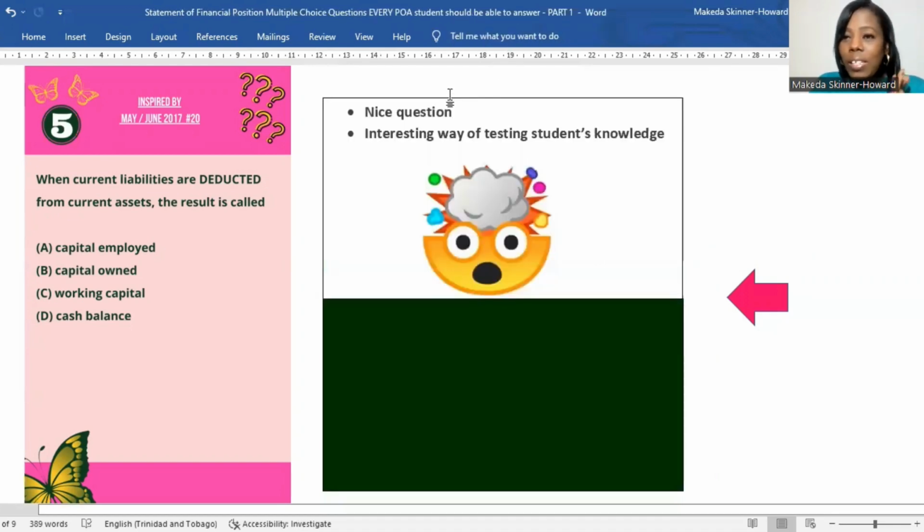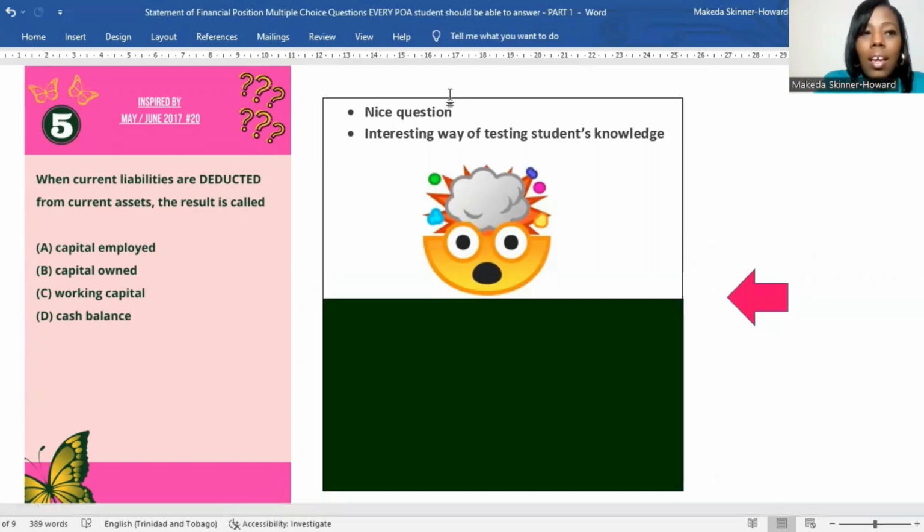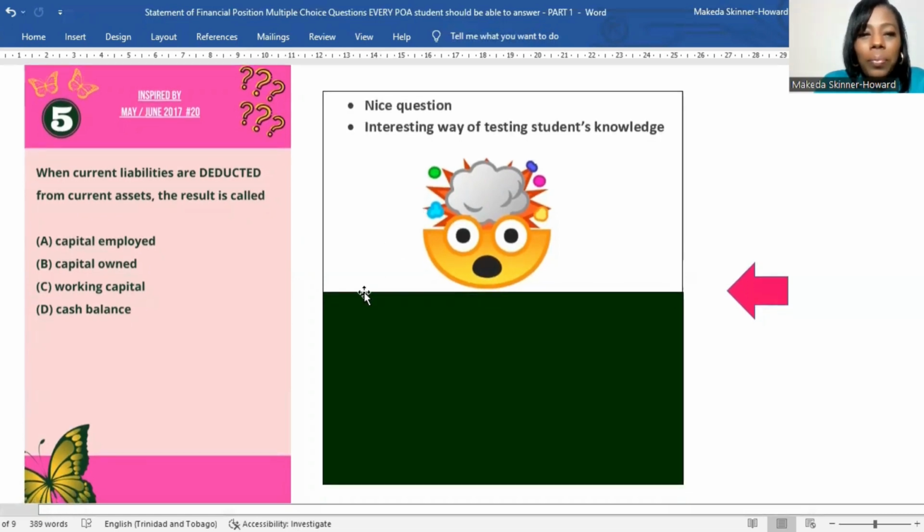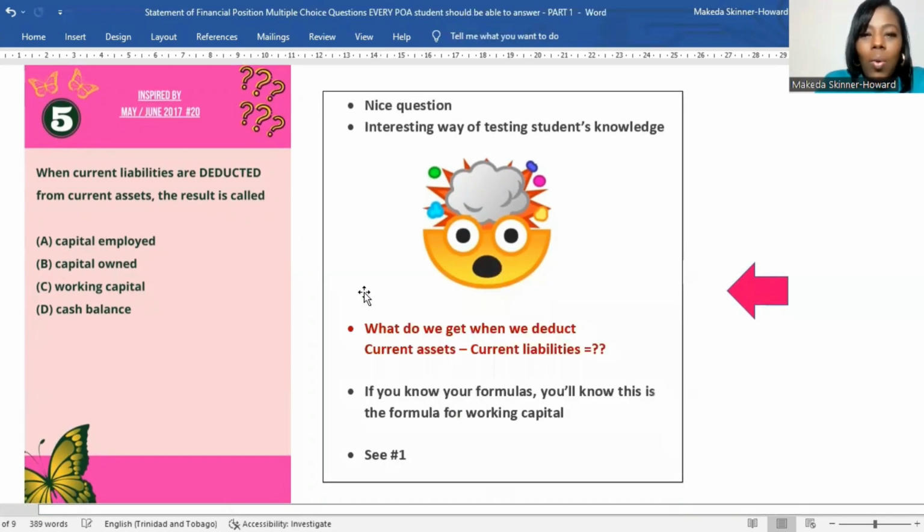This is a really nice question. It's very interesting. It's an interesting way of testing students' knowledge, and I love it because it's not the regular format. So it did challenge a couple of students, right? What do we get when we deduct current assets from current liabilities?